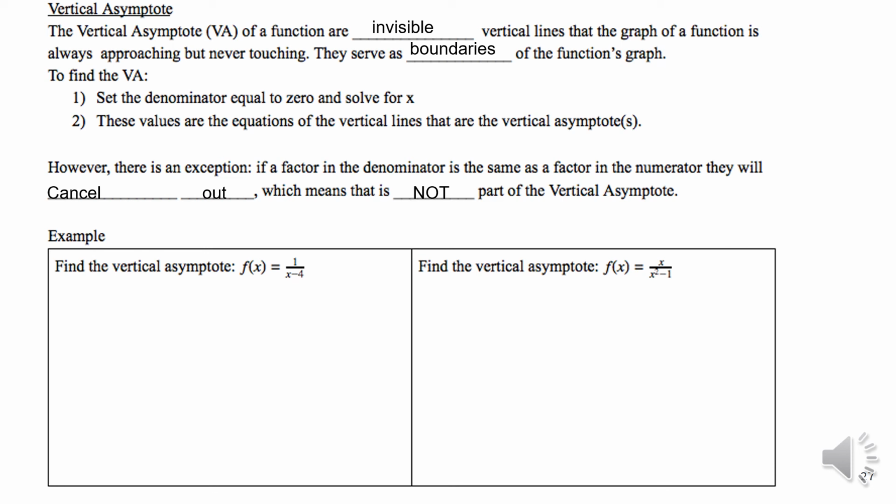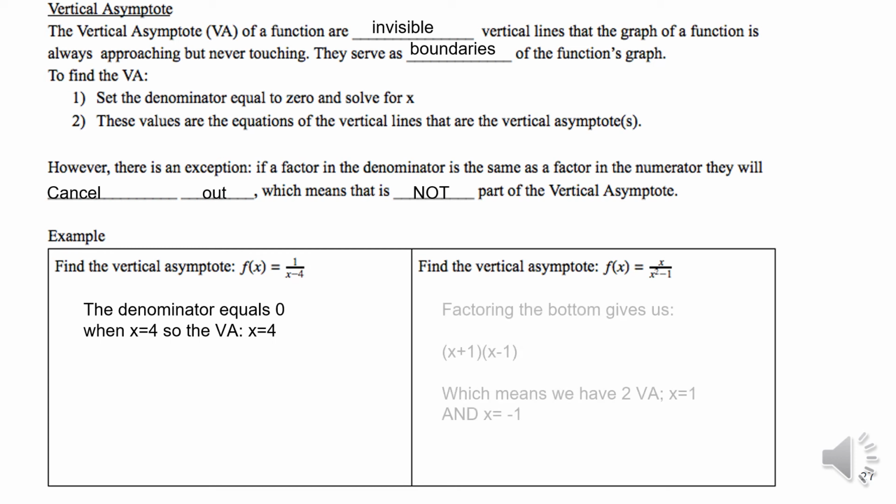In this leftmost example, 1 over x minus 4, we need to set the denominator of x minus 4 equal to 0. X minus 4 equals 0 when x equals 4. Therefore, our vertical asymptote is at x equals 4. The vertical asymptote of the rightmost example is actually going to have 2, because when I factor the denominator, I get x plus 1 and x minus 1, which means our vertical asymptotes are at x equals 1 and x equals negative 1.